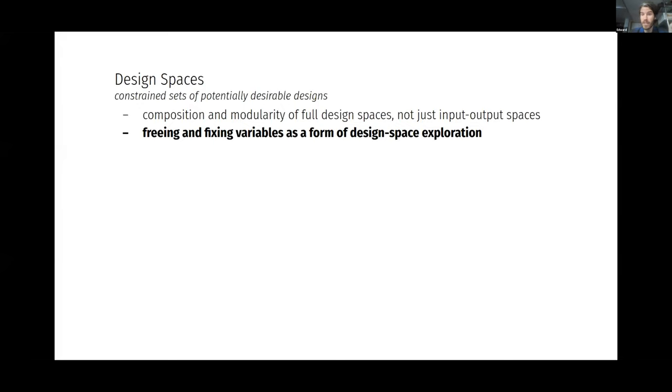Indeed, this freeing and fixing of variables is its own form of design space exploration, ubiquitous in engineering practice, but often neglected by academic literature, which sometimes searches for or assumes that each problem has a final, correct partition between fixed or free variables. But before we get into the details of this, let's consider some actual design spaces.